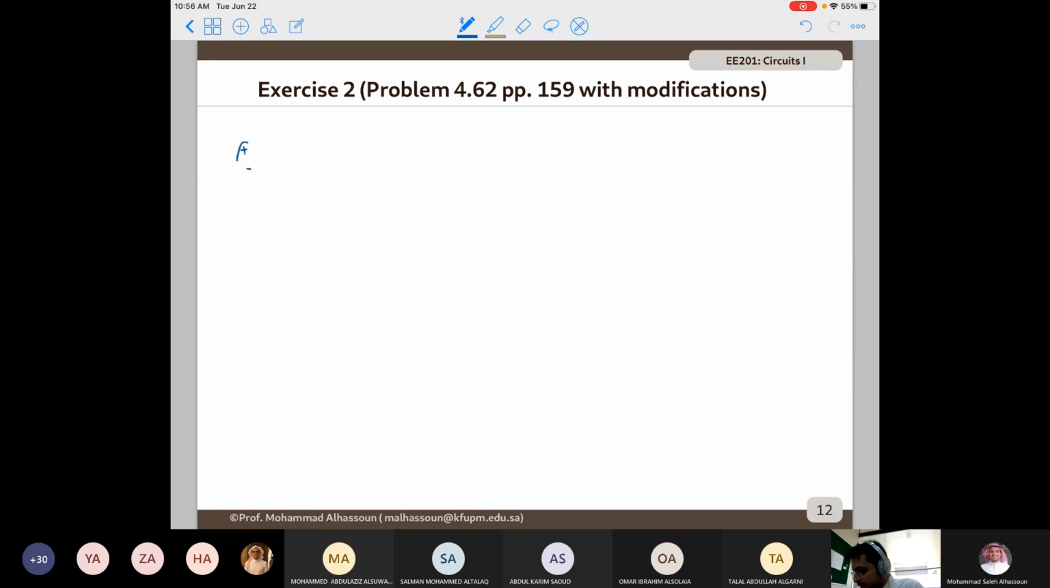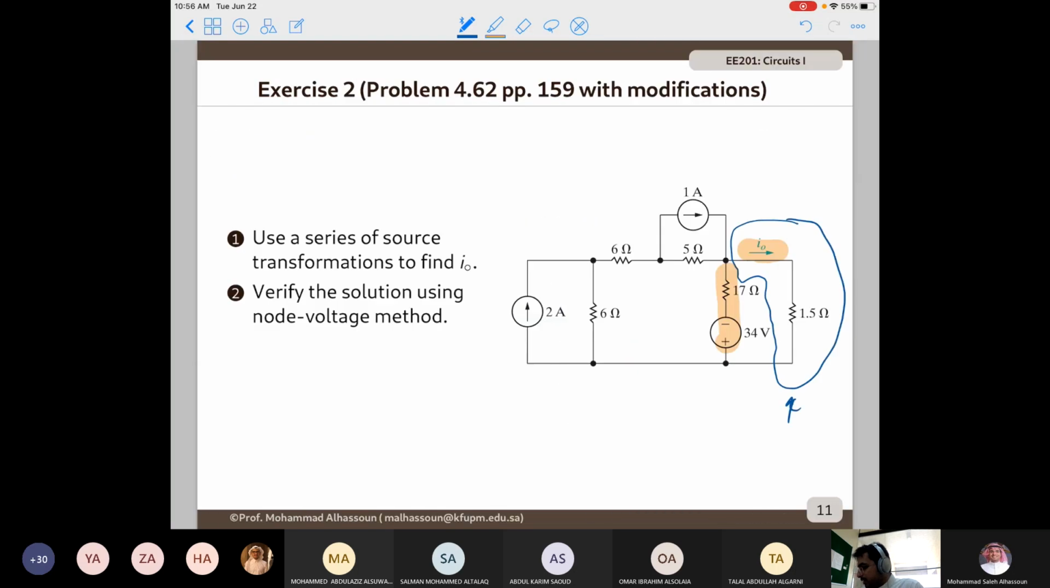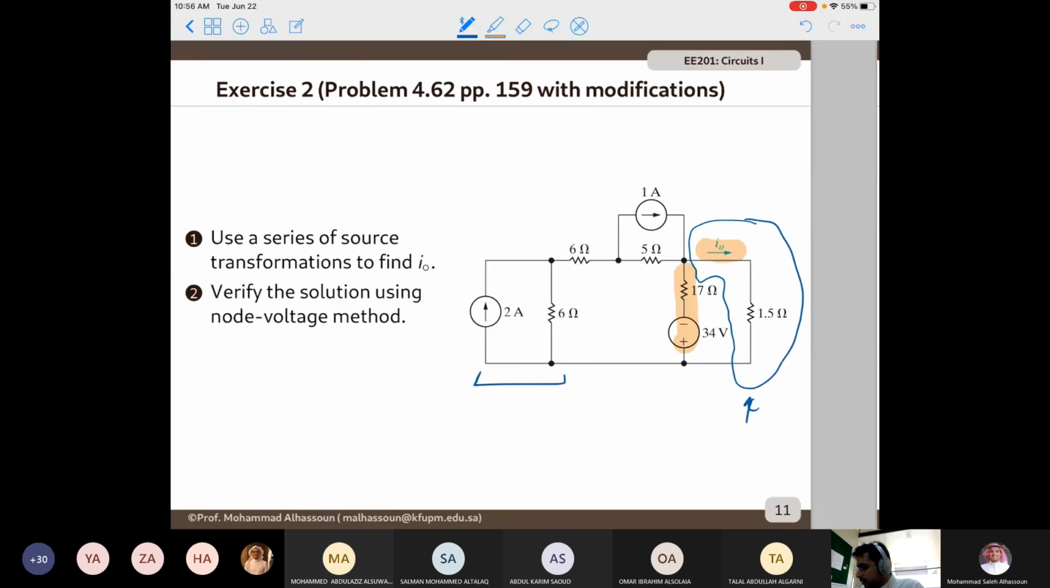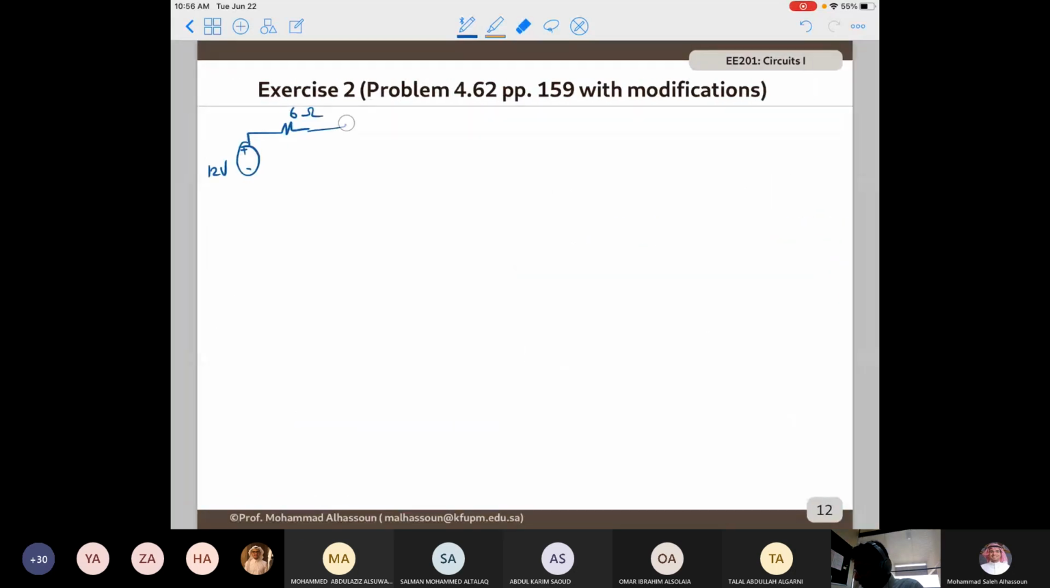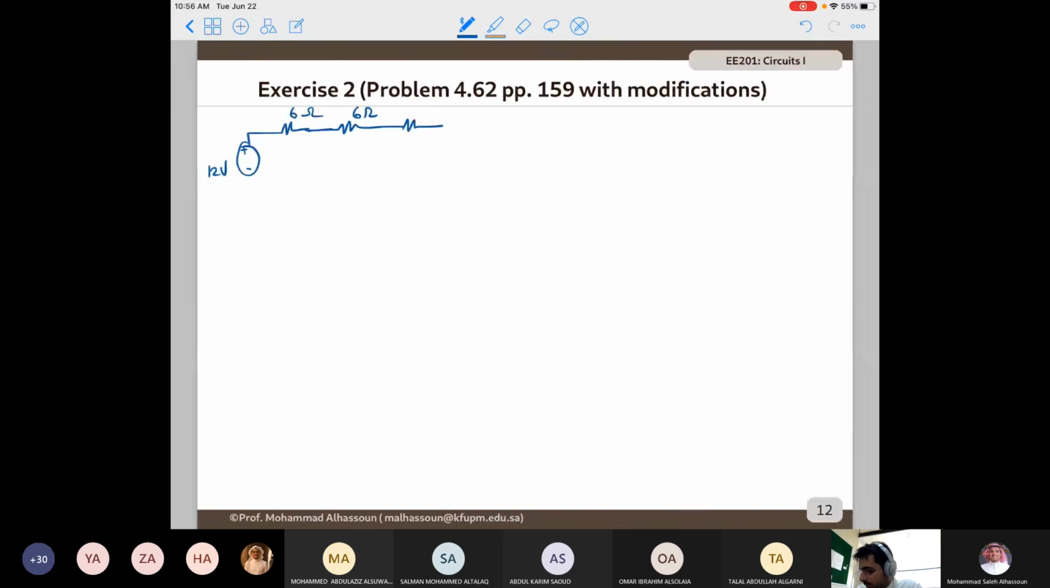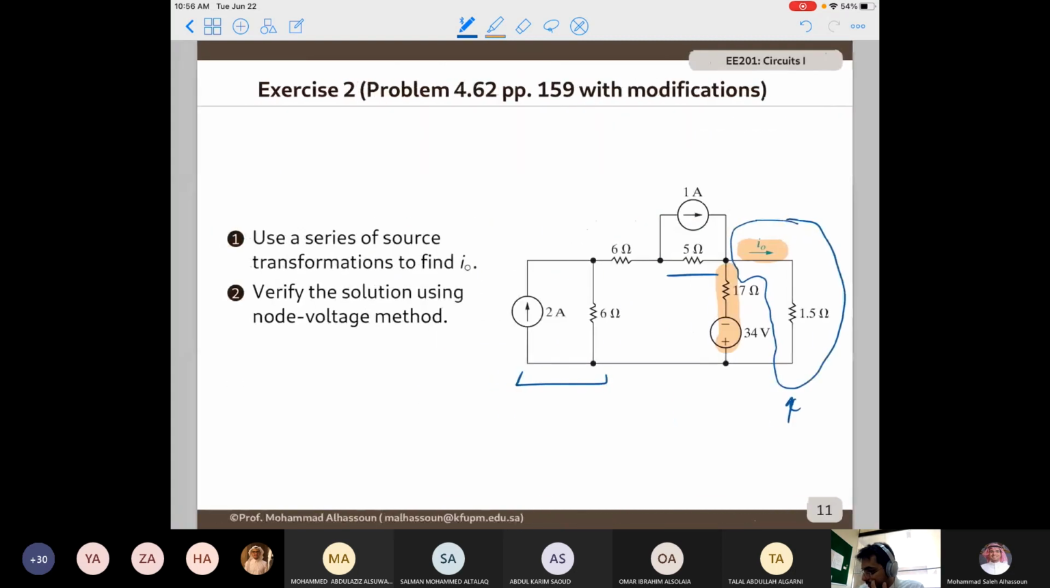So this is by applying source transformation here. We have 12, 6, and there will be another 6 ohm resistor here. Then we apply source transformation here. So we have a current source in parallel with the 5 ohm resistor. And remember the direction of the voltage source. It should follow the direction of the current.